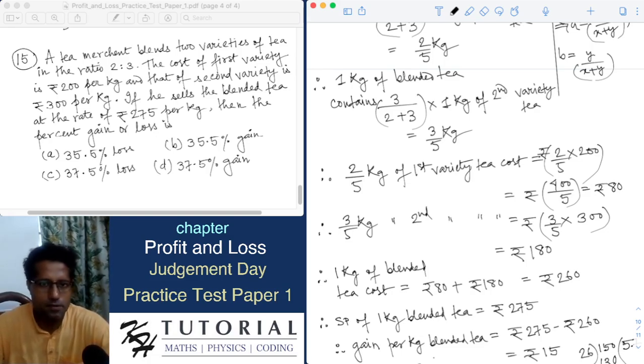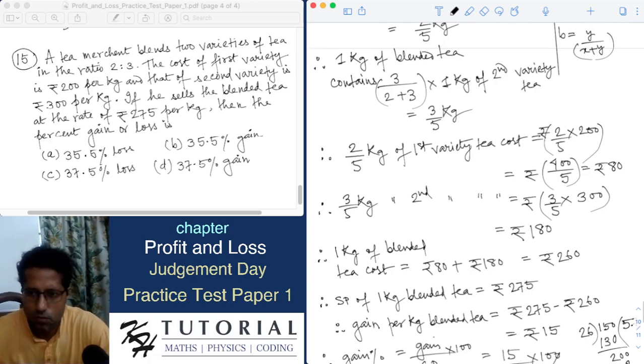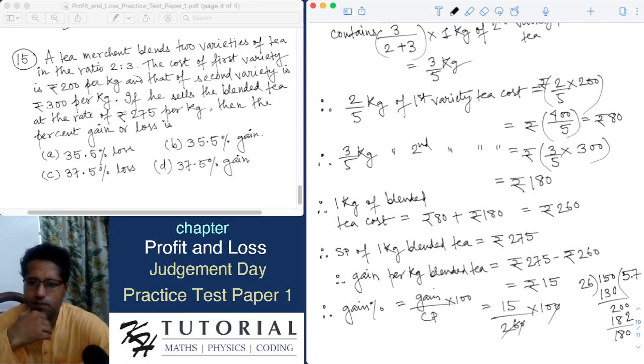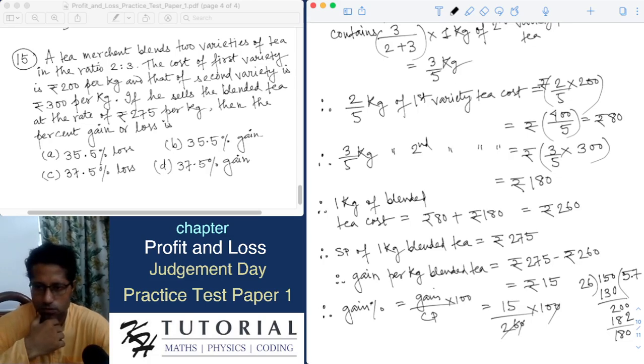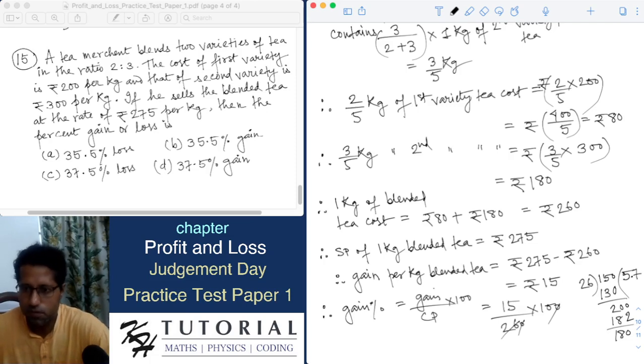And it is given that the selling price of the blended tea is rupees 275. So the gain per kg of blended tea is 275 minus 260, that is rupees 15. Now we have to find the gain percent. What is the percentage of rupees 15 based on the cost price, that is rupees 260? That is 15 by 260 into 100.